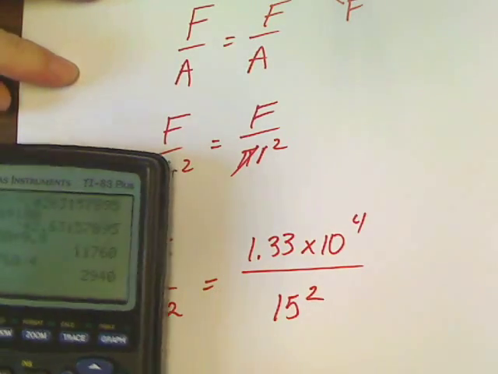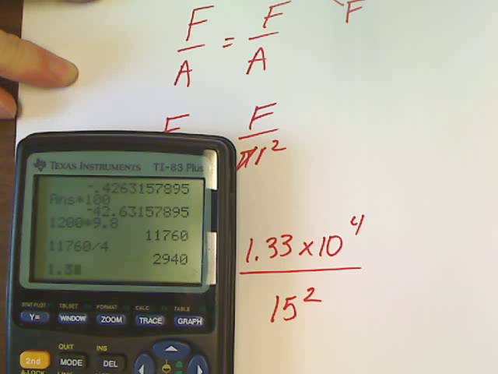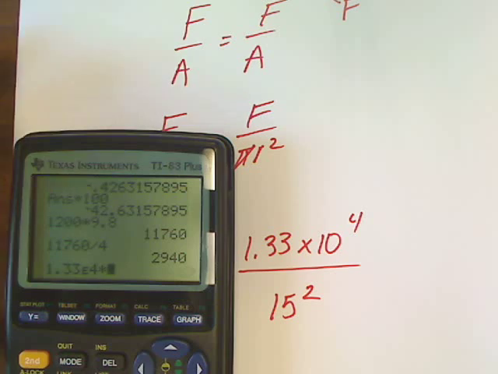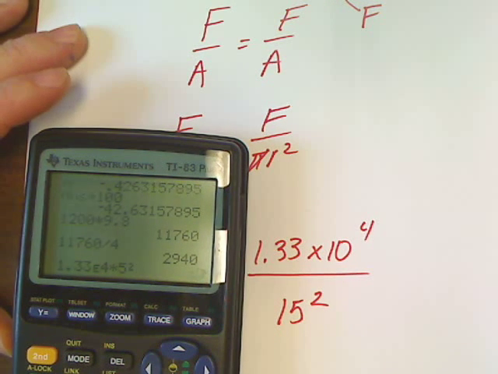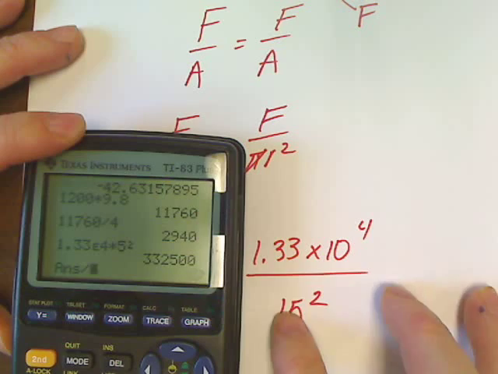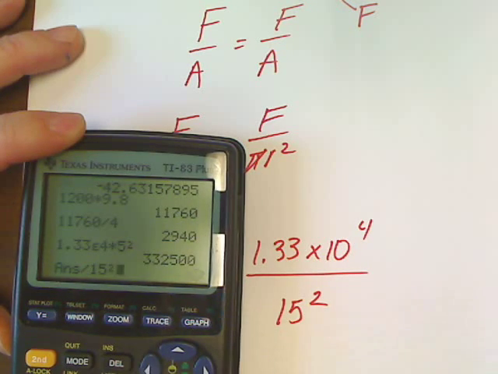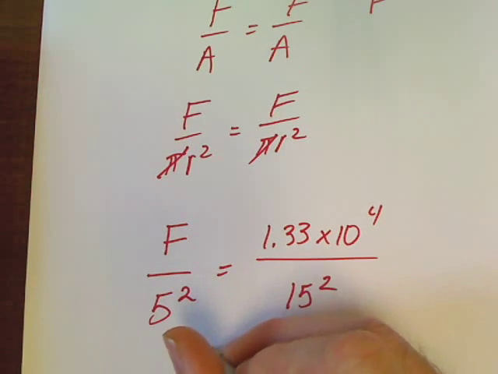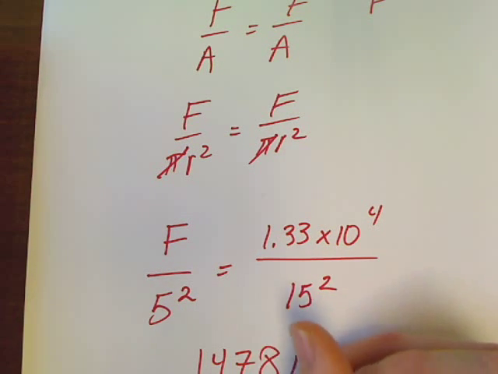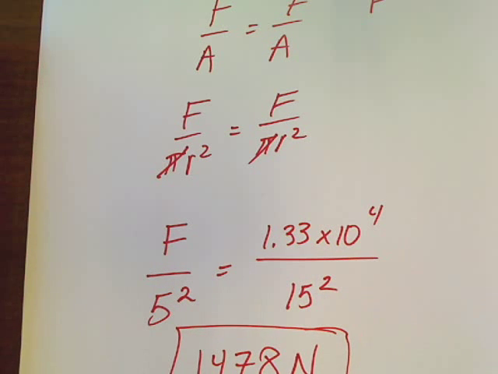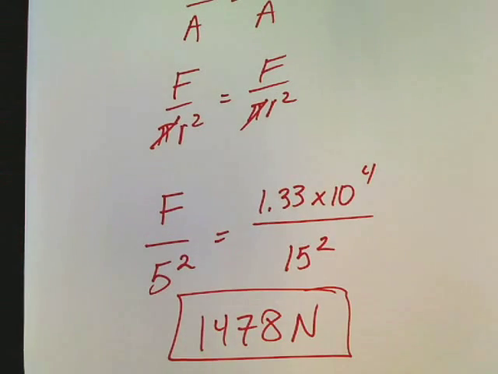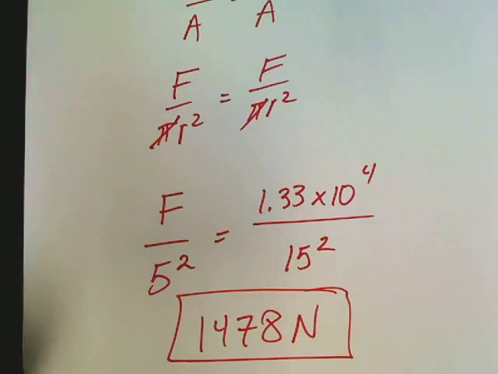So we'll just go into the old TI here. 1.33 times 10 to the 4th times 5 squared, divided by the bottom, which is 15 squared. And that's 1477. So I've got a force of 1478 newtons being exerted on the first piston. And that is all there is to doing one of these types of questions. Car lift questions, a Pascal's problem.